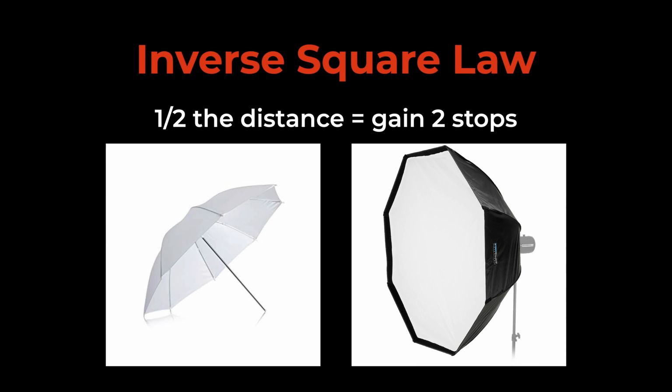And so let's go to this next slide. And that's why you have to understand the inverse square law. Because what the inverse square law says, if you half the distance, if your light source is 1/2 the distance to your subject, you will gain 2 stops. You will make it 4 times as powerful by simply moving the light half the distance.